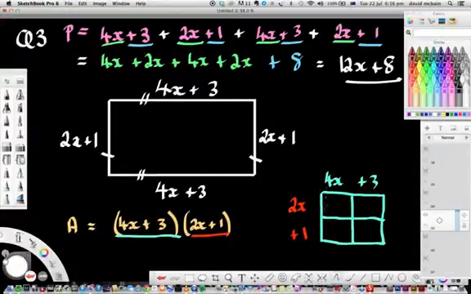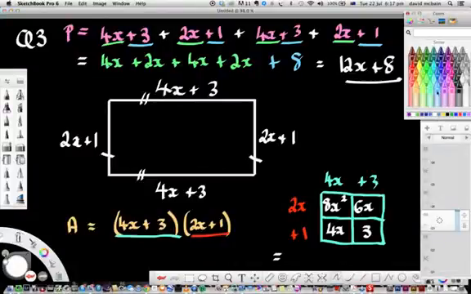Now let's work out what goes in each of the boxes. 2 times 4 is 8. x times x is x squared. 2 times 3 is 6, and it's going to be 6x, so it's positive 6x. 4x times 1 is 4x. And 1 times 3, a few people put 4. 1 times 3 is 3. Okay? So putting all those terms together, it's going to be 8x squared plus 6x plus 4x plus 3.